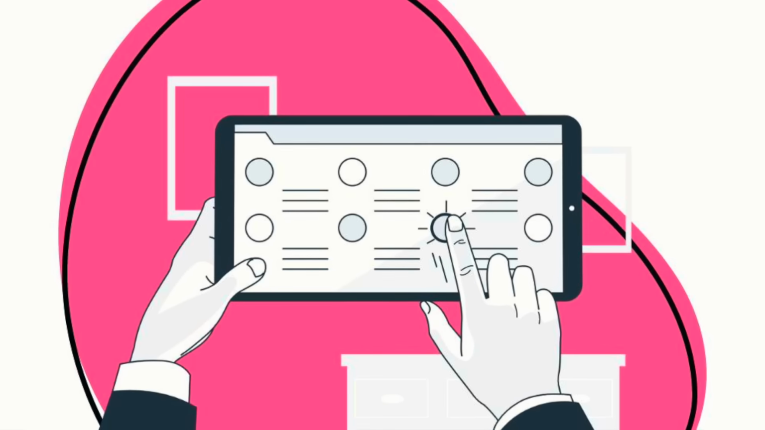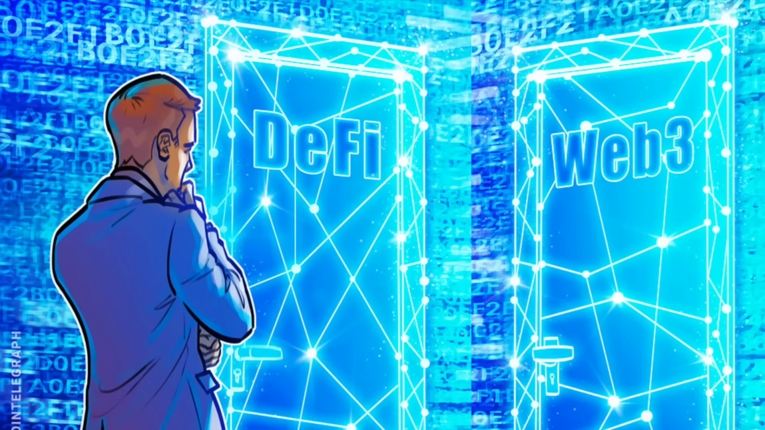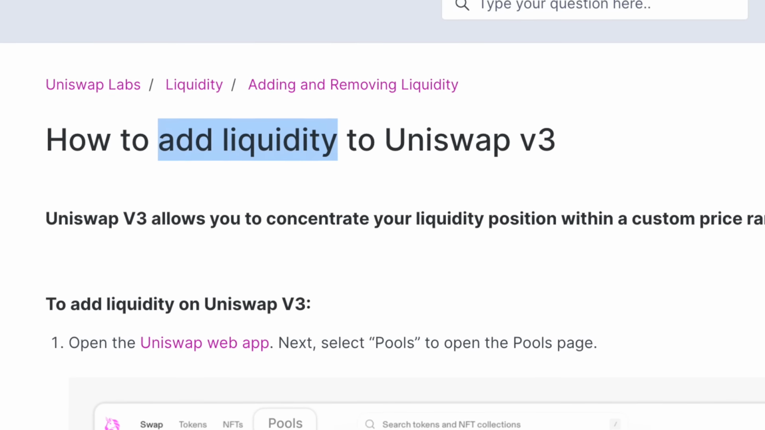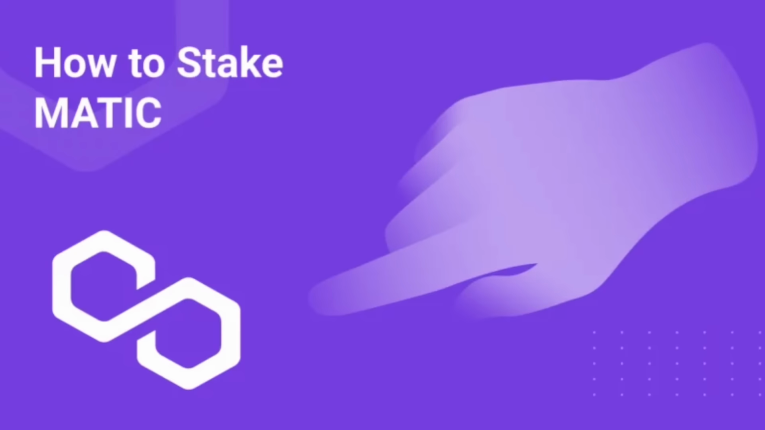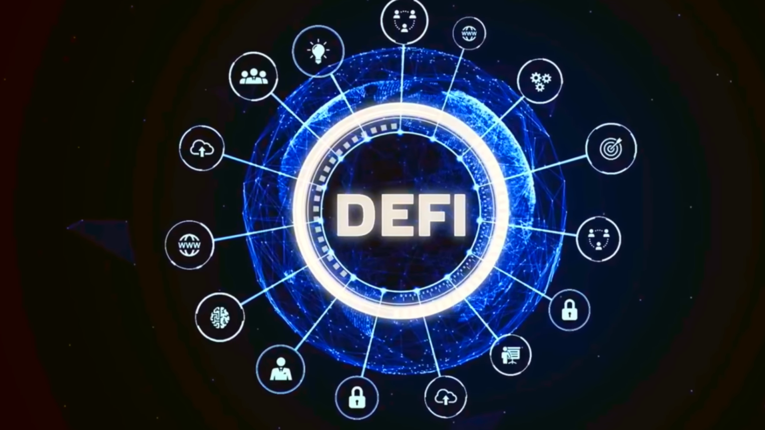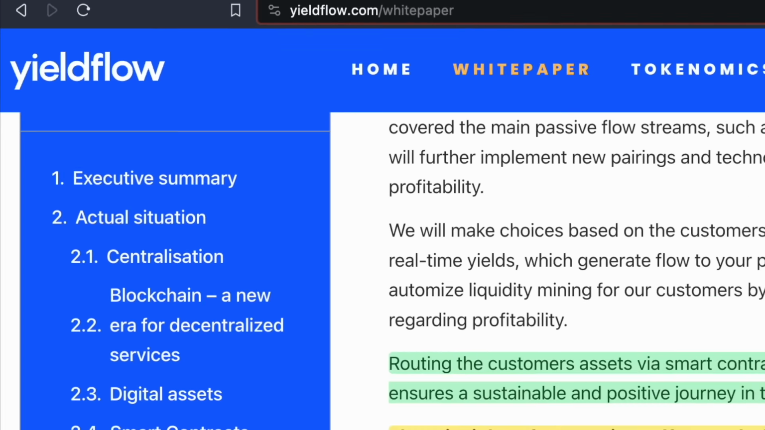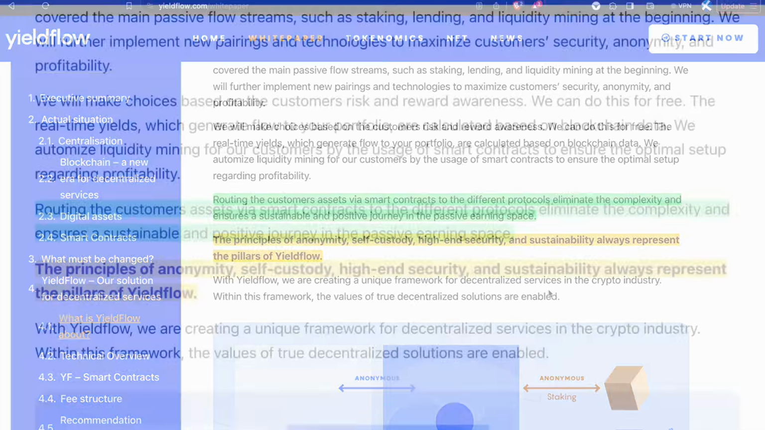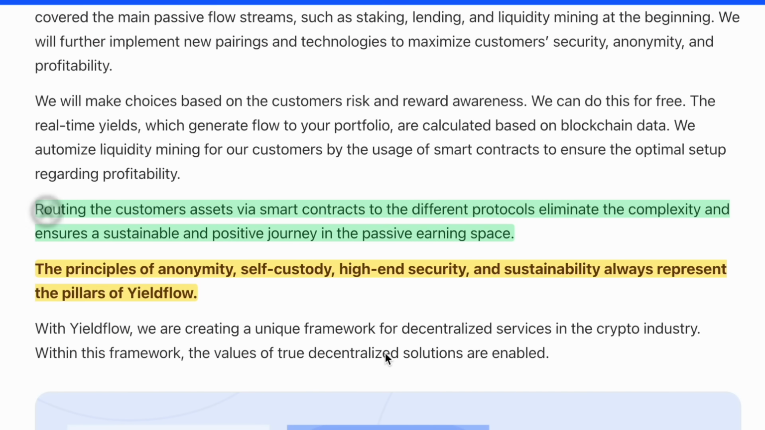So think of them just like an interface to use the DeFi, or a router to connect to the liquidity pools, to plug in to the altcoin staking on-chain. Because DeFi today can be complicated to use, and that's what YieldFlow is aiming to solve. YieldFlow routes the customer assets via smart contracts to the different protocols, eliminating the complexity and ensuring a sustainable and positive journey in the passive earning space.